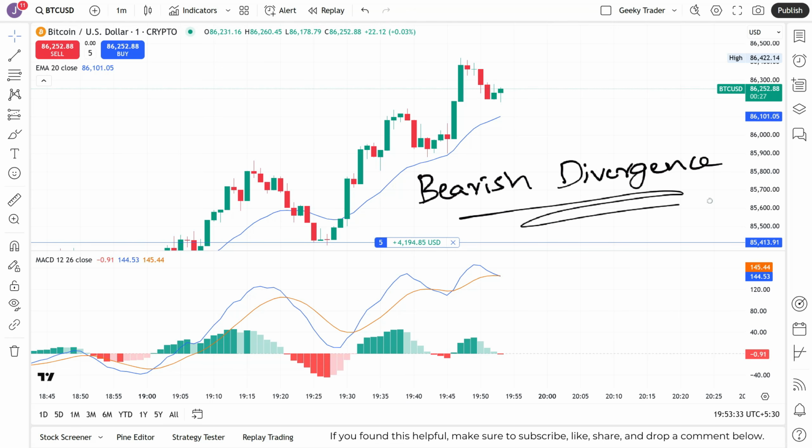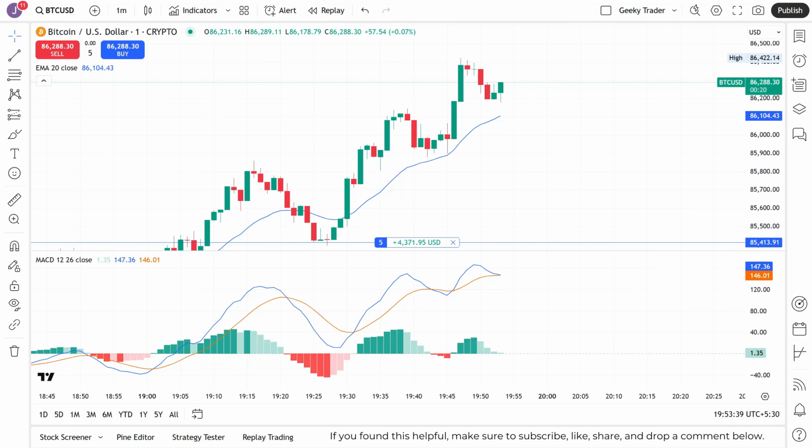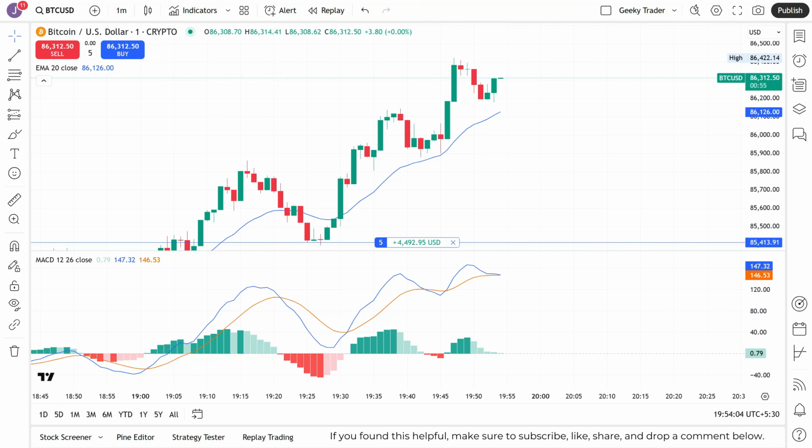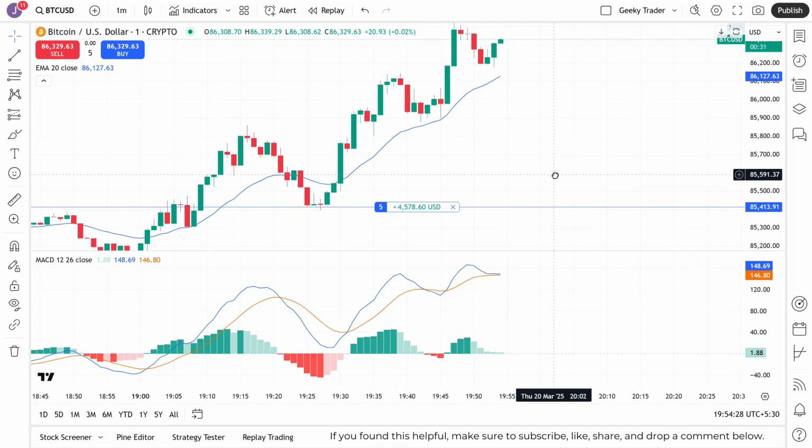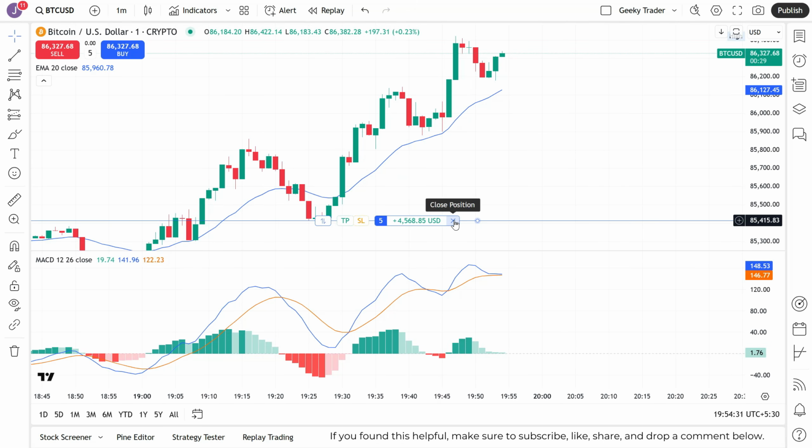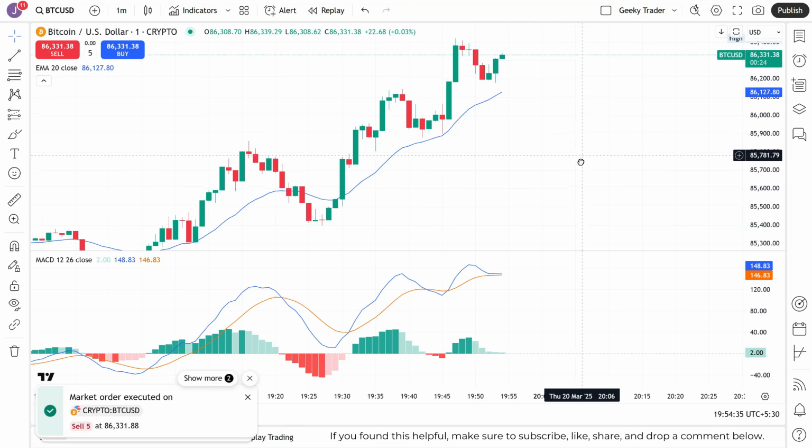Divergence is a powerful signal that warns us of a possible trend reversal. In this case, the bearish divergence suggests that even though price is going higher, the underlying momentum is actually weakening. This often leads to a downward reversal. Since the signs of reversal are strong, I'm not going to risk giving back my profits. That's why I'm closing the trade now and locking in a solid $4,500 profit.